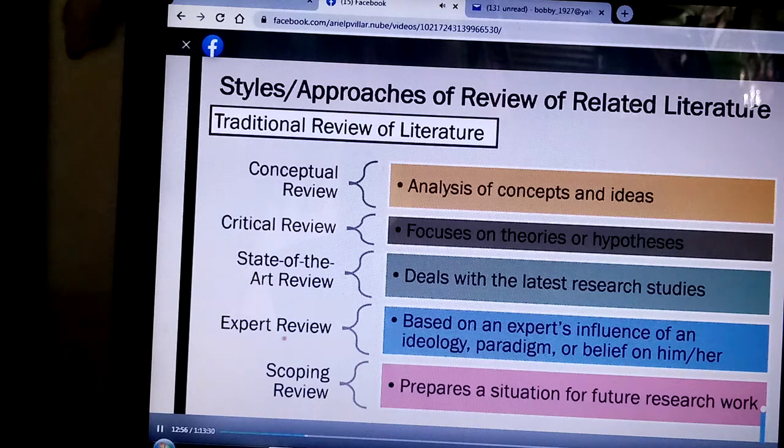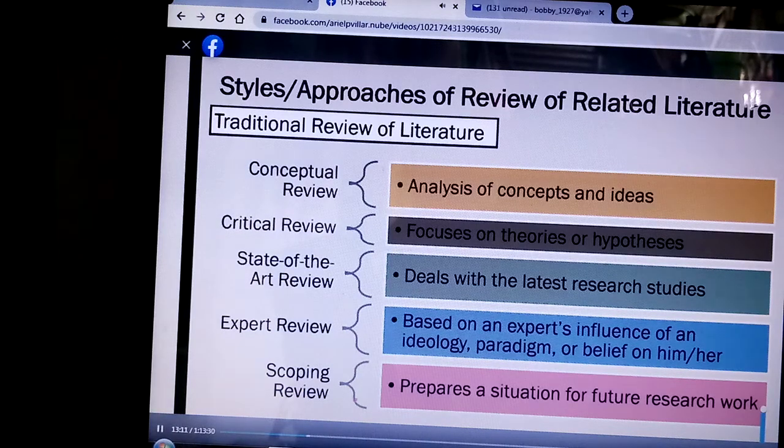Okay, so this one, anybody who is an expert in the field, you can do your review of related literature, even from interviews. Pwede yung interviewin yung expert ko na yun. Hindi lang palaging nasa libro, pwede rin through interview for as long as the person is expert.